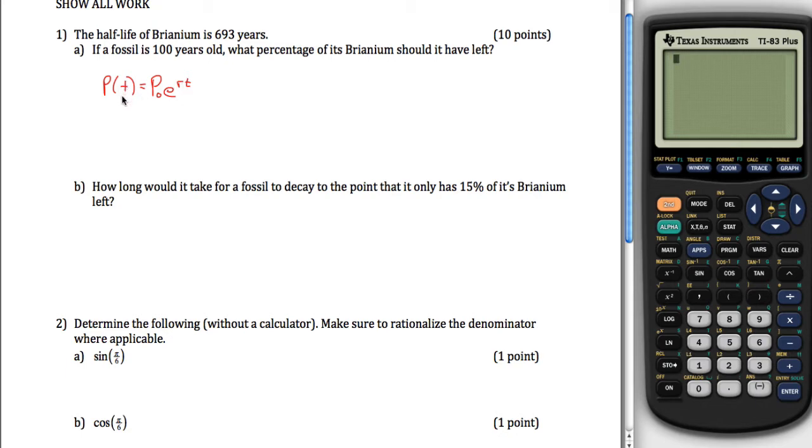talking about in question. So what we can do is we can take advantage of the fact that since we know its half-life is 693 years, what that tells you is that when t equals 693, if p0 was equal to maybe 1 for 100%, then p of t will be 0.5. So we can plug in here and say that 1/2 is equal to 1e to the r times t. We don't know r, but we do know that t is equal to 693.